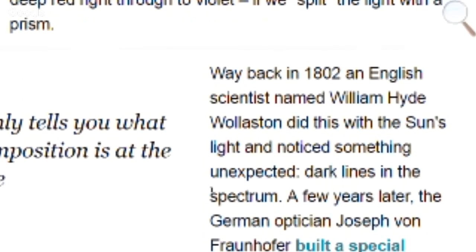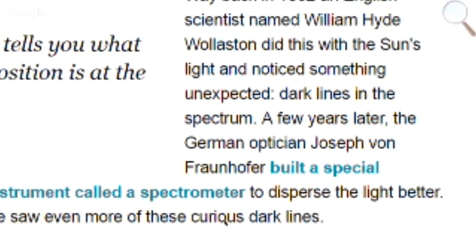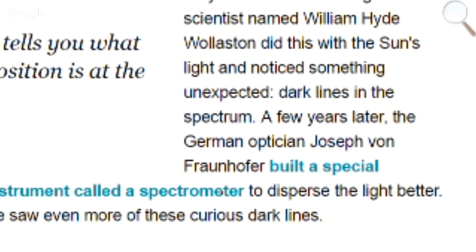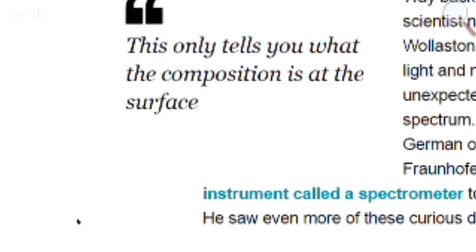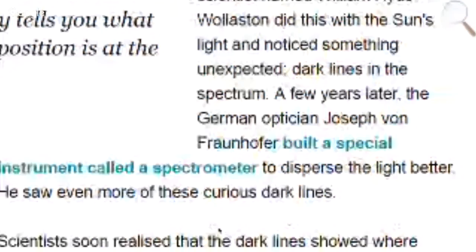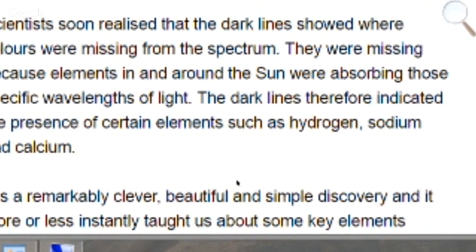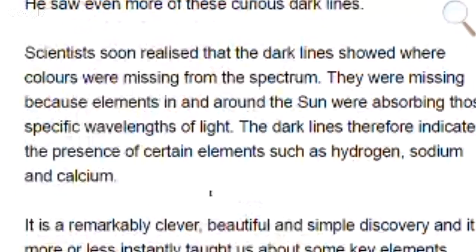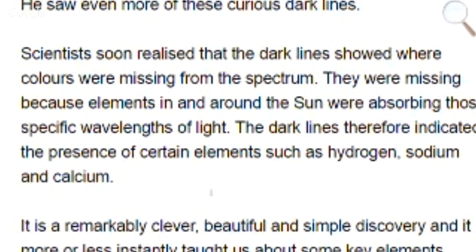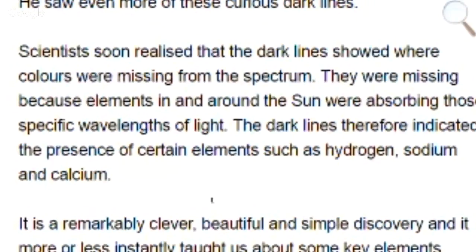Way back in 1802, an English scientist named William Hyde Wollaston did this with the sun's light and noticed something unexpected: dark lines in the spectrum. A few years later, the German optician Joseph von Fraunhofer built a special instrument called a spectrometer to disperse the light better. He saw even more of these dark lines. Scientists soon realized the dark lines showed where colors were missing from the spectrum. They were missing because elements in and around the sun were absorbing those specific wavelengths of light.